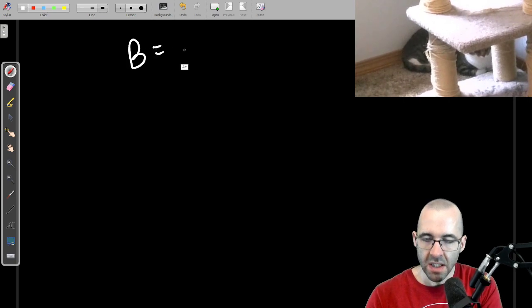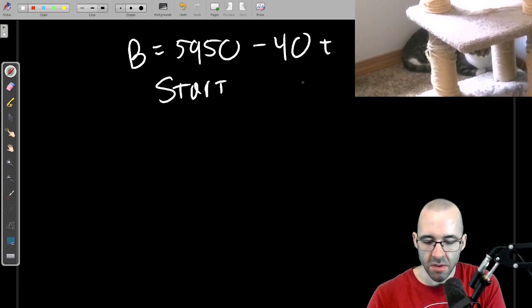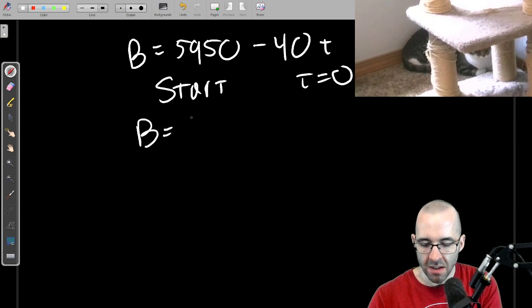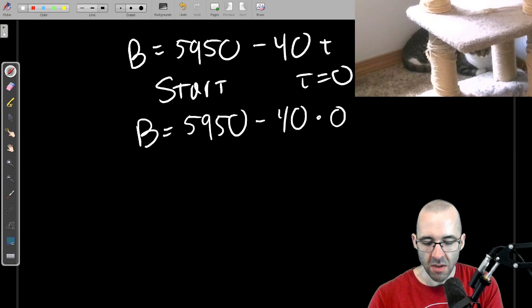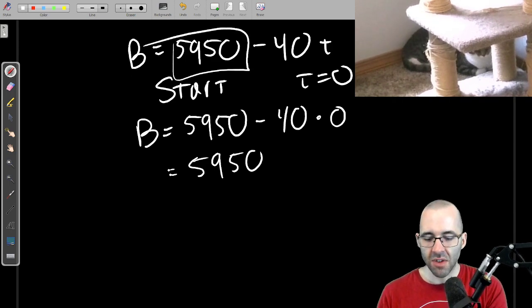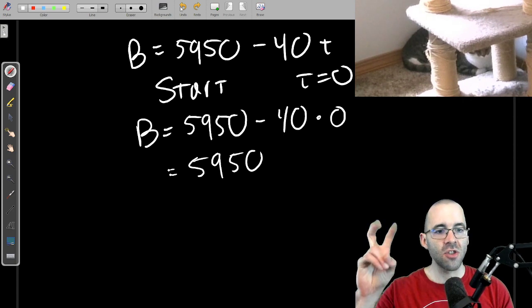All right. This equation is B equals 5950 minus 40t. And the start is really when t equals 0, when no time has passed. So when t equals 0, what's B? Well, it's 5950 minus 40 times 0. Oh, it's just the y-intercept. And a lot of times we can think of the y-intercept, that 5950, as the start.